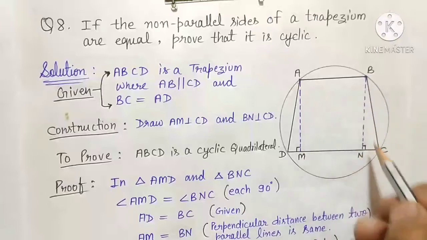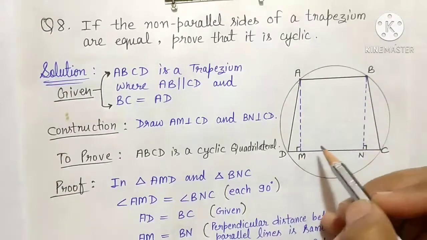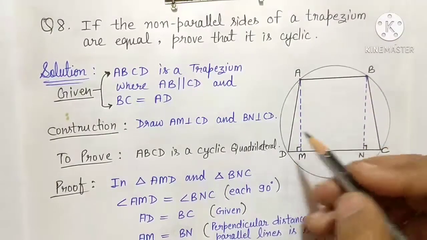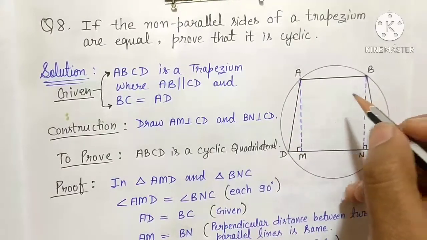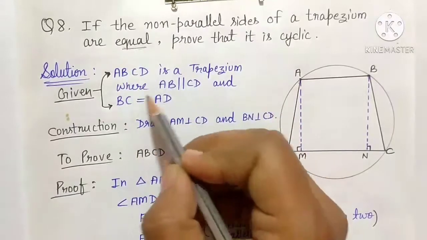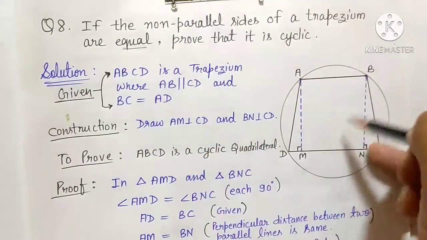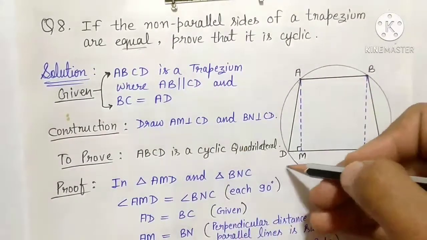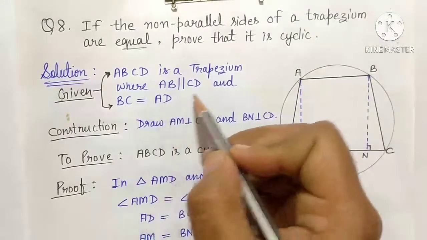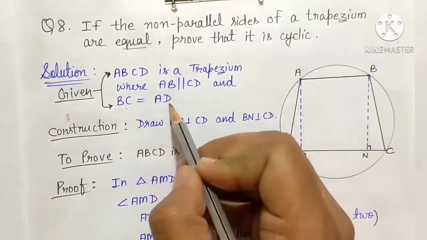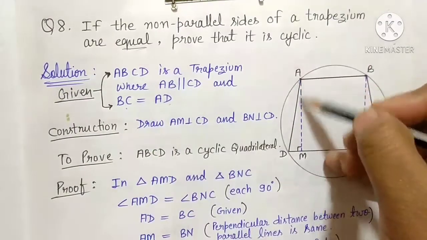As you can see here, ABCD is a trapezium where AB and CD are parallel lines, and the non-parallel sides, AD and BC, are equal. So we can say ABCD is a trapezium in the figure we have made, where AB is parallel to CD, and the non-parallel sides BC equals AD.